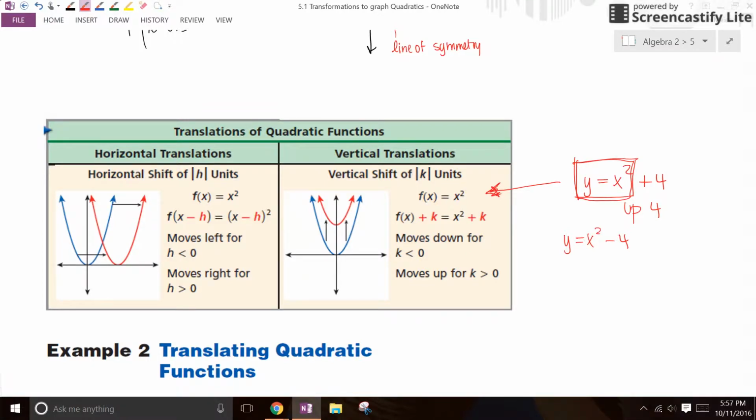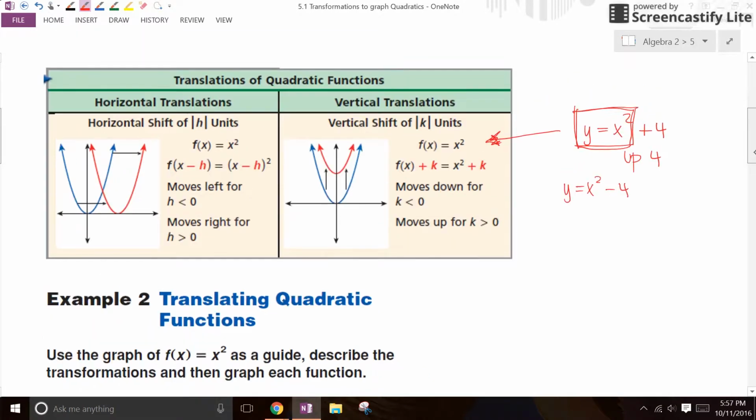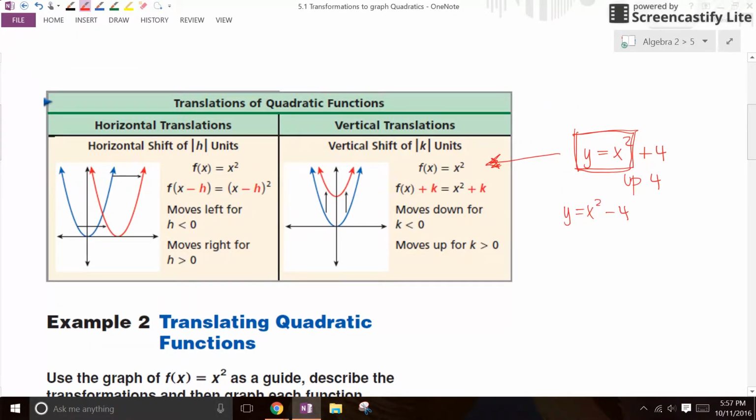Now, those were the easy ones, right? Remember, vertical ones are always the fun, easy ones. What about the horizontal ones on this side? These guys over here, they're not as easy because you have to do it to the x. And when you do the horizontal ones, you got to think opposites.